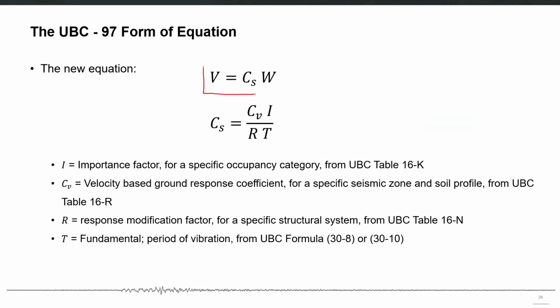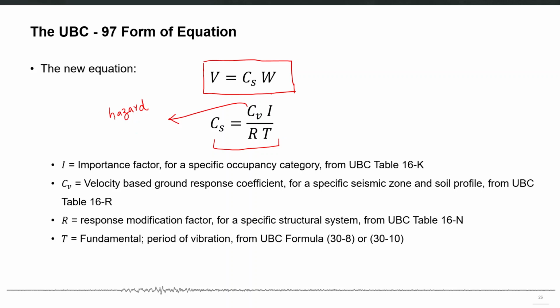V, which is the base shear, is equal to CS into W. CS is the base shear coefficient, and it tells us how much percent of the weight of the building should be applied as the lateral forces representing the future earthquake, and that CS should be calculated using this expression. It is the function of CV, and CV is the hazard parameter basically.